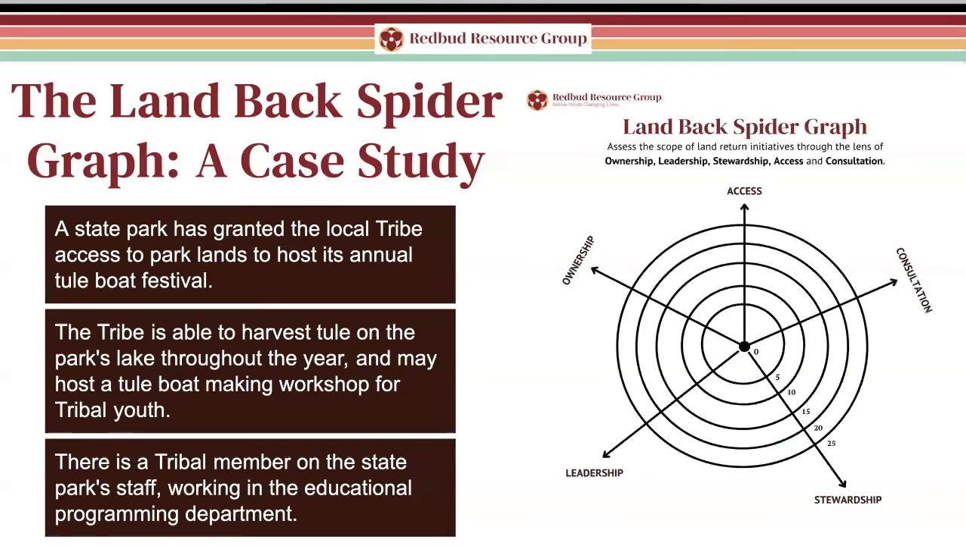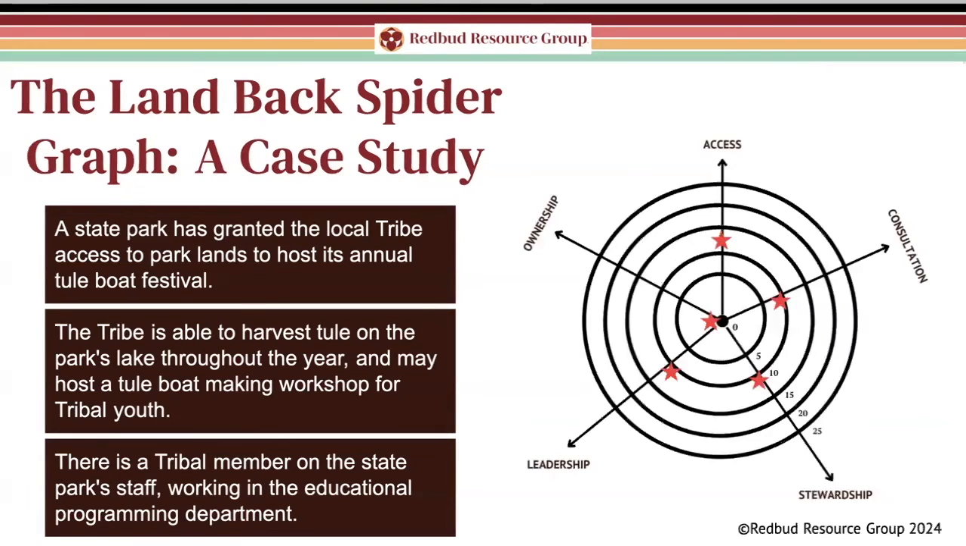Let's evaluate this case study by using the assessment scale for each of the five areas, starting with access. How would you rate access in this scenario from 0 to 25? Next, consultation, stewardship, leadership, ownership. From this case study, here is how we rated each of these categories on the spider graph.